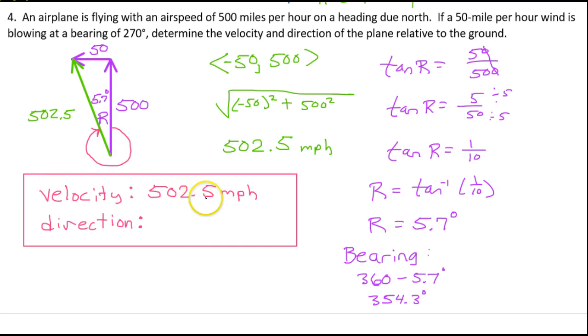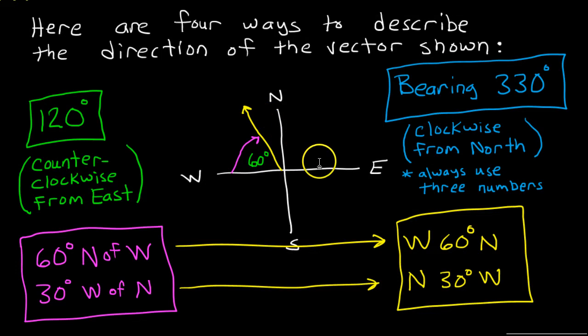Velocity 502.5 miles per hour and bearing 354.3 degrees. And you simply must include the word bearing. If you just wrote 354.3 degrees without the word bearing, that would mean 354 degrees measured counterclockwise from the positive x-axis, measured from east. So that would put you in a completely wrong quadrant.